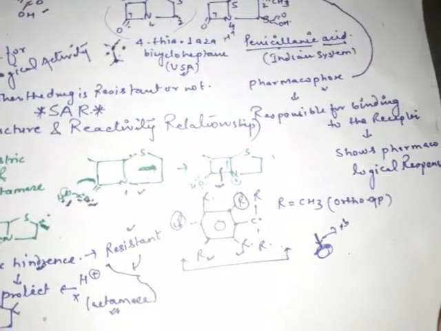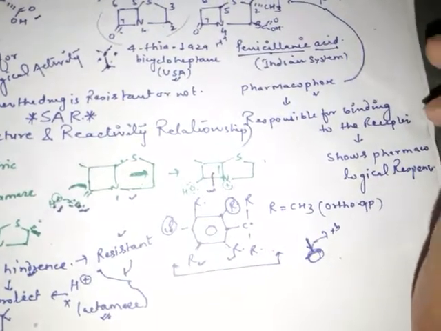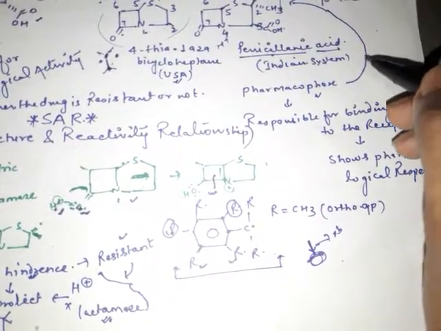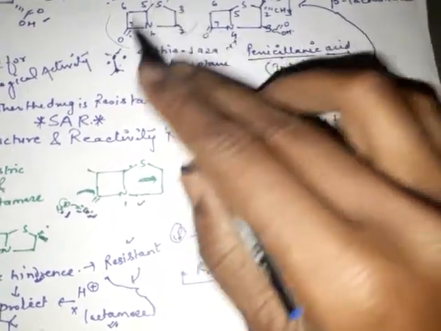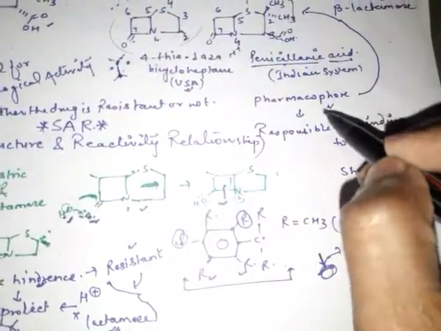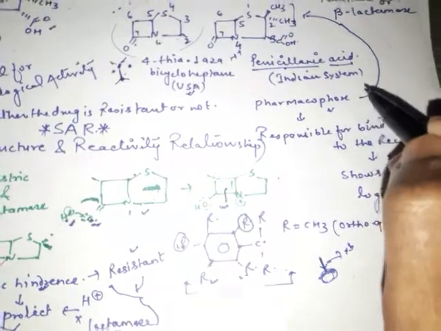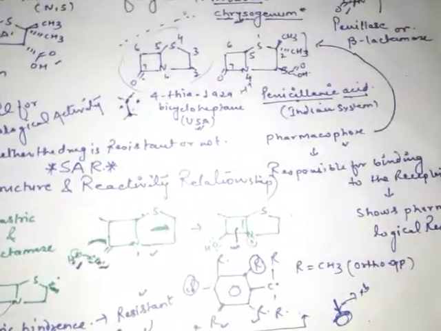So if anyone asks you what the pharmacophoric moiety in penicillin is, then this ring acts as the pharmacophoric moiety. So it is very important.